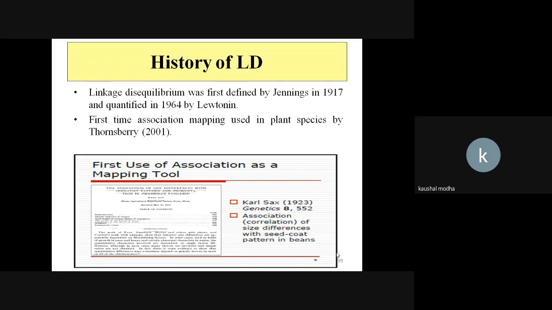But then later on, the importance of linkage disequilibrium and association mapping was realized, and scientists started applying association mapping in plants also. The first time association, meaning correlation, was used as a mapping tool was described by Karl Sax in 1923, where he associated seed size differences with seed coat pattern in beans, Phaseolus vulgaris.